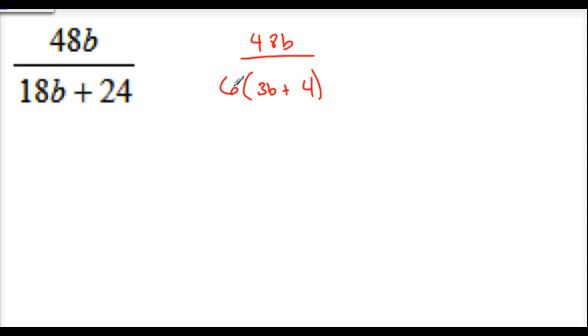Beautiful. Now that I took the 6 out, I can simplify my 48 and 6. What can I divide both 48 and 6 by? Beautiful. This turns into a 1. This turns into an 8. So we got 8b over 3b plus 4.